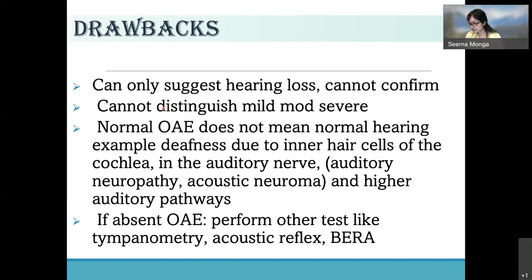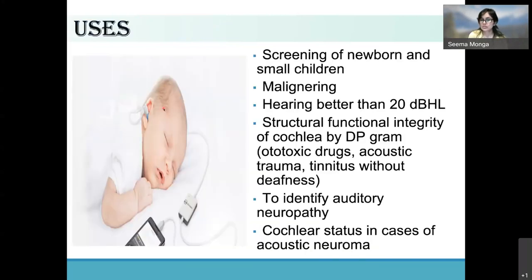So if OAE is present, you cannot tell the mother that your child is perfectly fine. Here there is no sensorineural hearing loss. All right. So if absent, you perform other tests. The guidelines are, if even after repeating 2 to 3 times, after a time gap, OAE is absent, what do you do now? Now you do BERA to confirm the hearing loss. Or you do tympanometry, acoustic reflex, this battery of tests you will do. So these are the uses.